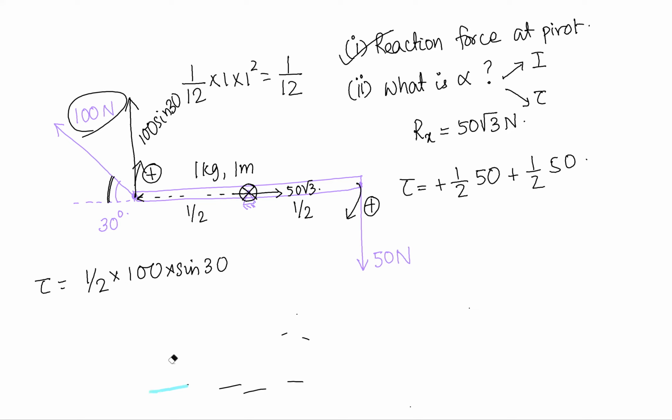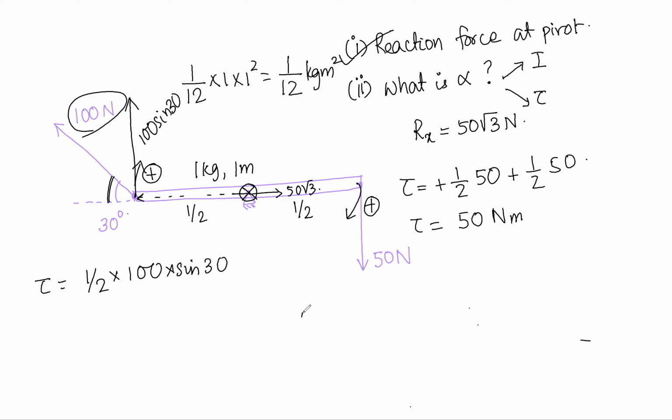Okay. You can either write r into F sine 30, or you can write r sine 30 into F, or you can just write r into F into sine 30. All will give you the same answer. So you'll get 50/2, which is just equal to 50. So what is the torque? Torque is equal to 50 Newton meter, of course. And what is this? That is kg meter square.